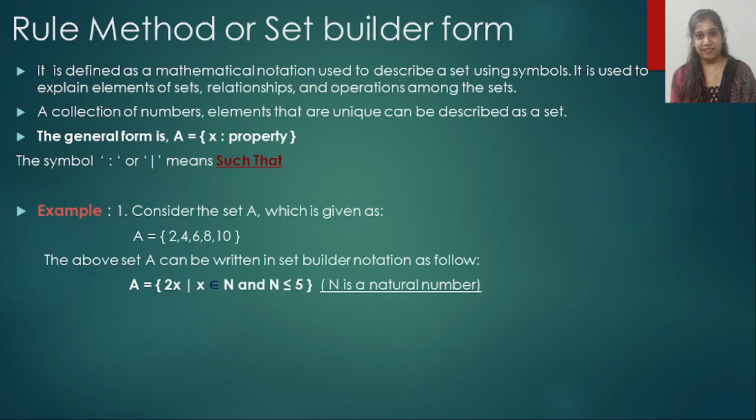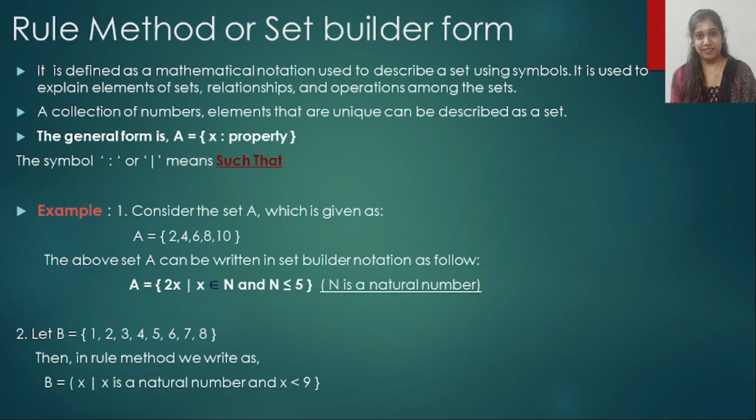Now let us see one more very simple example. Let B equal {1, 2, up to 8}. Then in the rule method, how will you write this? Set B equals {x : x is a natural number and x is less than 9}. Not less than or equal to 9. It is less than 9.